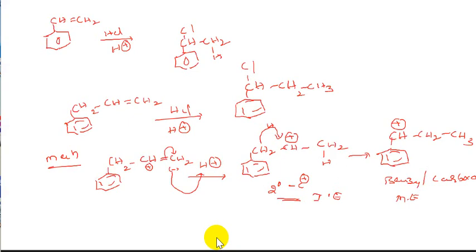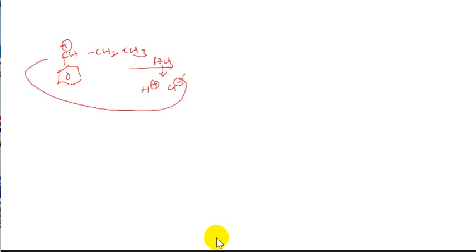Then in the next step, the benzyl carbocation CH+-CH2-CH3 reacts with HCl, H plus and Cl minus. Then we get CH(Cl)-CH2-CH3. This is the final product.